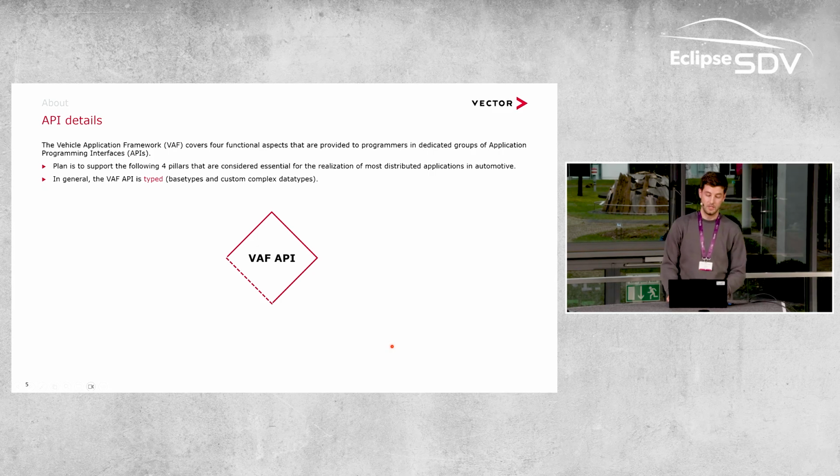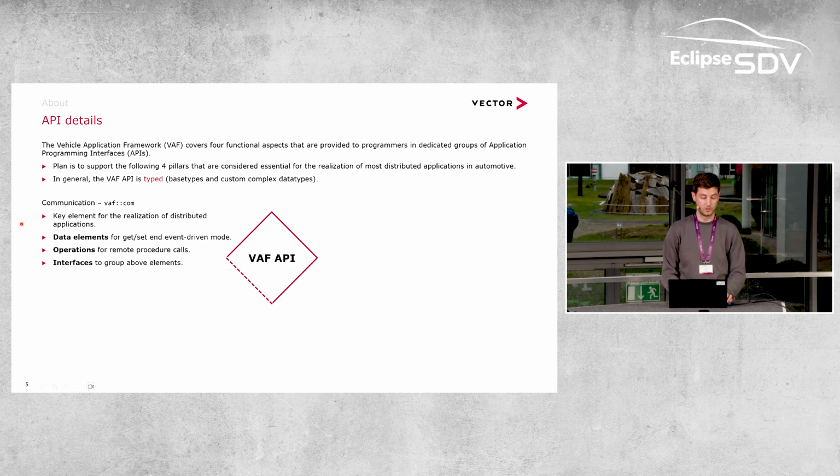When it comes to the API, there are four parts that we have in mind, because in my opinion we have four essential pillars when it comes to the realization of distributed applications in automotive. We have for sure communication. That's at the core of every distributed system.